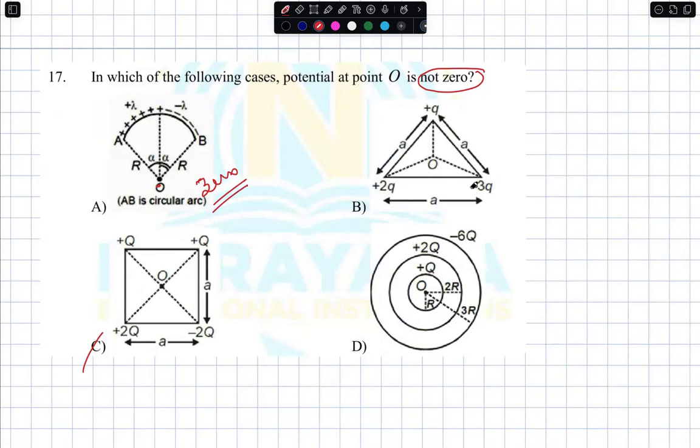Plus Q, 2Q, minus 3Q. Net charge is 0, so obviously at the center the potential is 0. Plus Q, plus 2Q, minus 2Q. Net charge is non-zero, so at O the potential is non-zero.